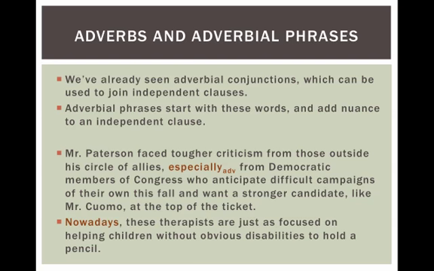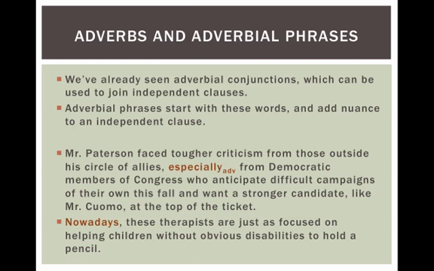All right, take a deep breath. This is the final kind of sentence modifier that we're looking at here. We've already seen adverbial conjunctions, which can be used to join independent clauses. Those are the things like, I like fish, however, I like beef better. That would be an adverbial conjunction. Adverbial phrases start with the same word. So wherever you saw the adverbial conjunctions in your textbook, you'll find the words on that list count for this as well. They add nuance to an independent clause.